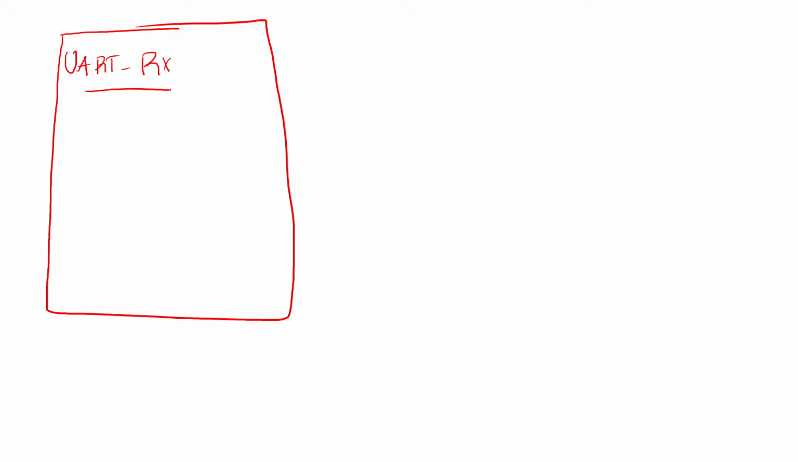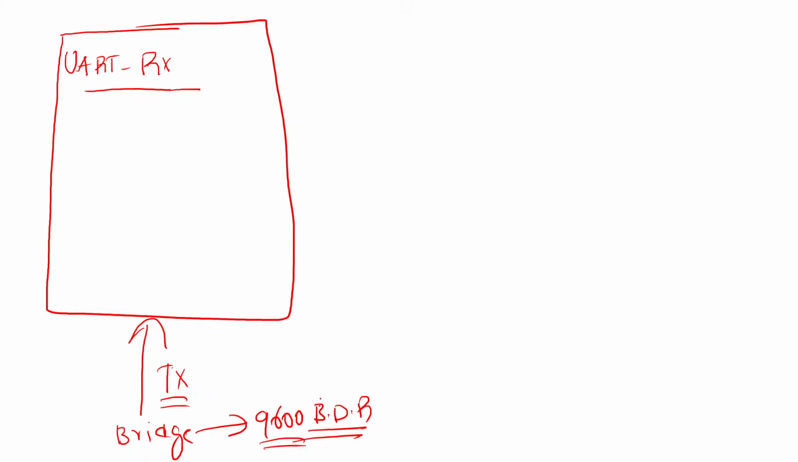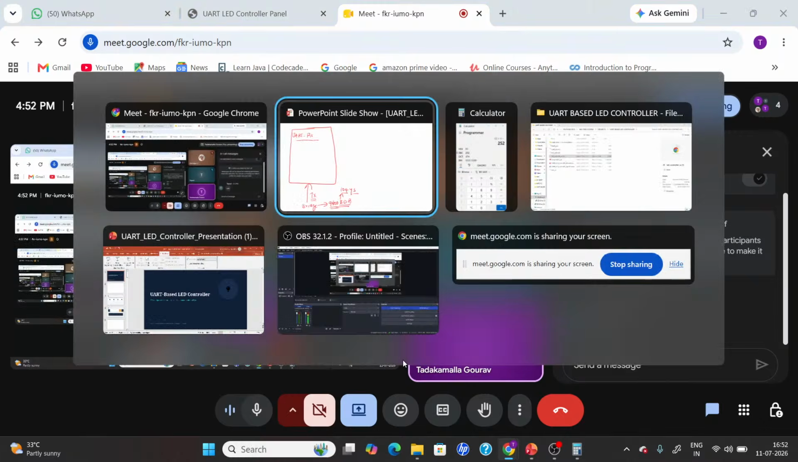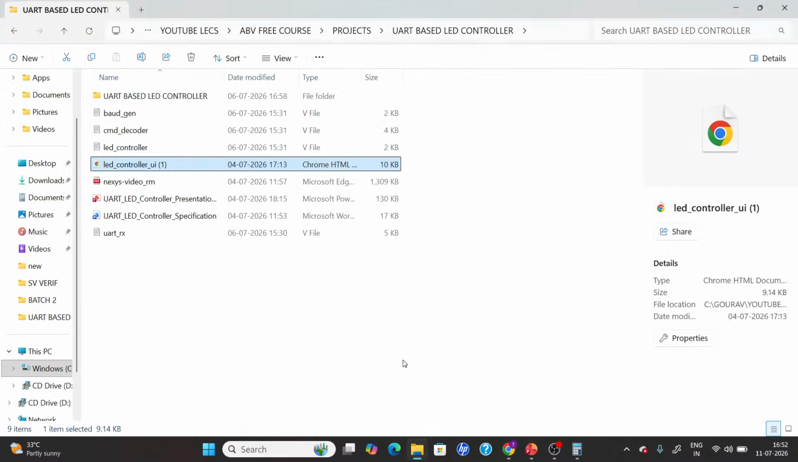This receiver is going to receive the data, that is the transmitting data, whatever the bridge is going to transmit. Now, the bridge is following the configuration of 9600 baud rate, and in our previous sessions we discussed that for 9600 baud rate, I'm going to have 104 microseconds. First of all, let me open the UART receiver file.